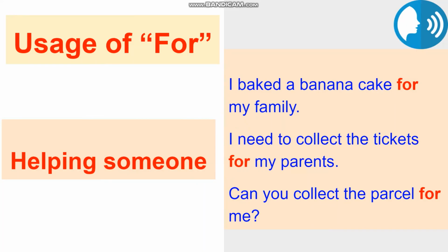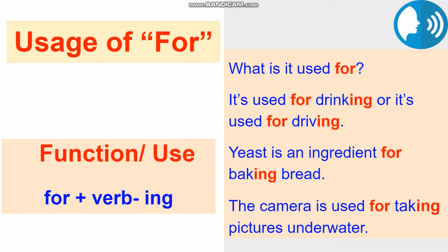Well, if you do something to help someone out or do something nice, then you're doing something for them. For example, I baked a banana cake for my family. I need to collect the tickets for my parents. Can you collect the parcel for me? You will see from these examples that this is a really important one to know so that you can ask someone for a favor.